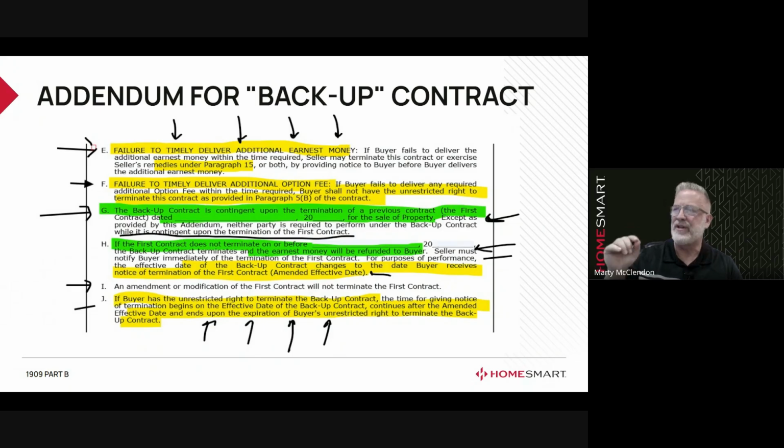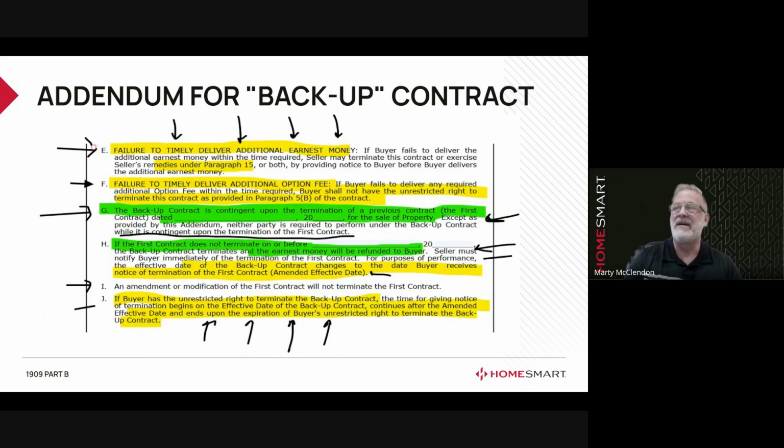If the first contract does not terminate on or before, again, a specific date, and so this is now tied to, hey, I'm in a backup position, but I'm going to give the seller and their existing buyer a certain amount of time to give me notice. So I'm not going to wait forever. I'm going to wait for a certain amount of time. And if they don't give me notice by this date in the future, then this contract will automatically terminate and the earnest money will be refunded to the buyer.